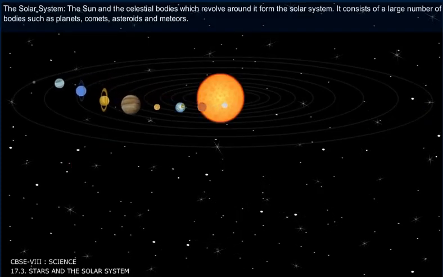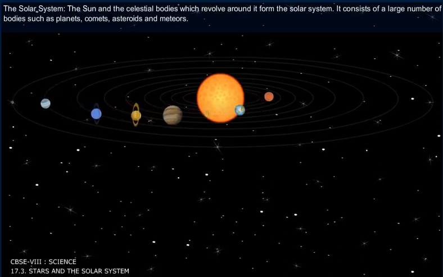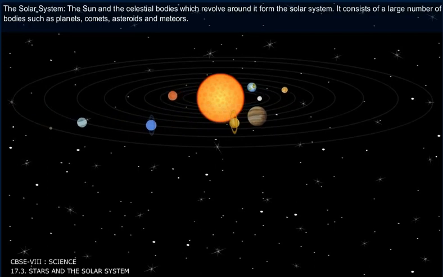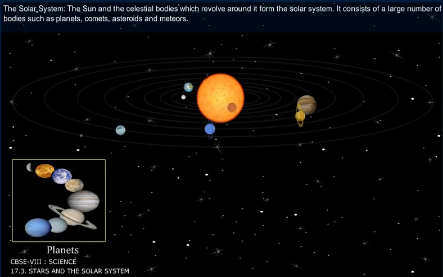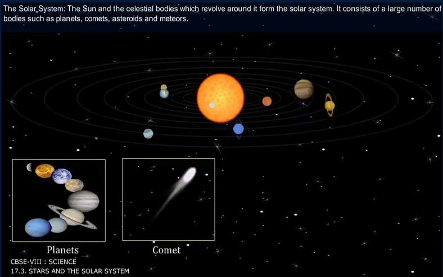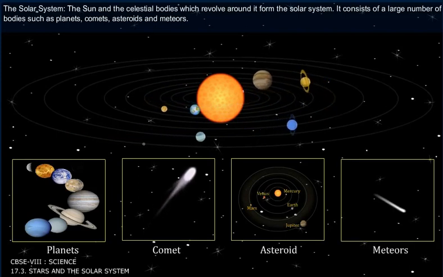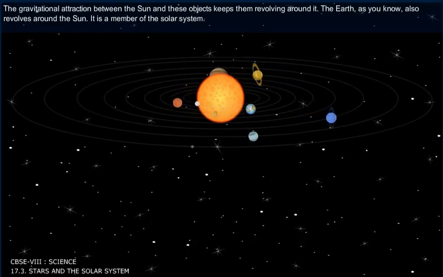The solar system. The Sun and the celestial bodies which revolve around it form the solar system. It consists of a large number of bodies such as planets, comets, asteroids and meteors. The gravitational attraction between the Sun and these objects keeps them revolving around it.